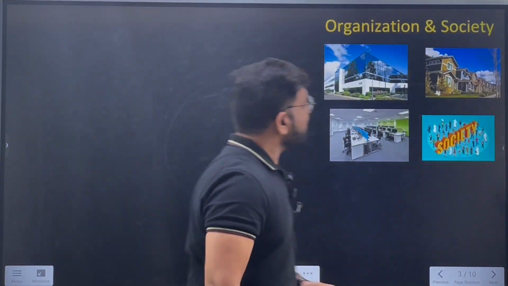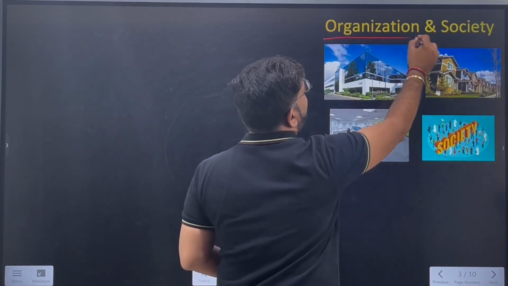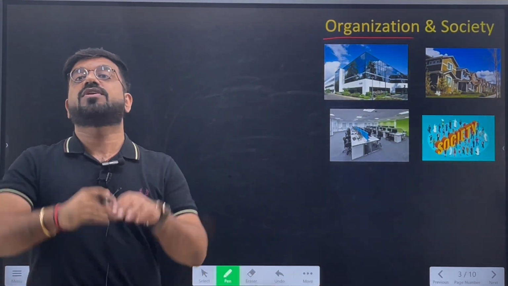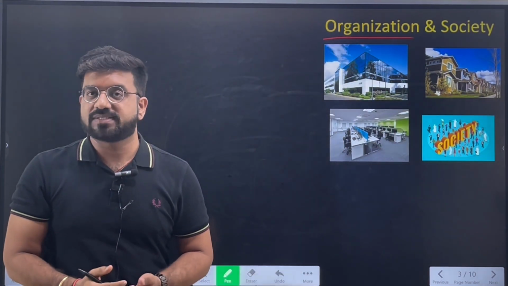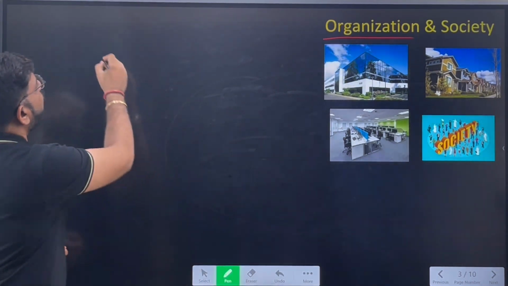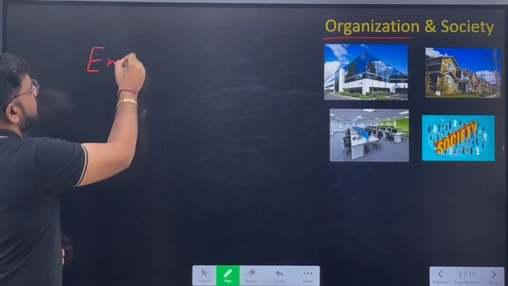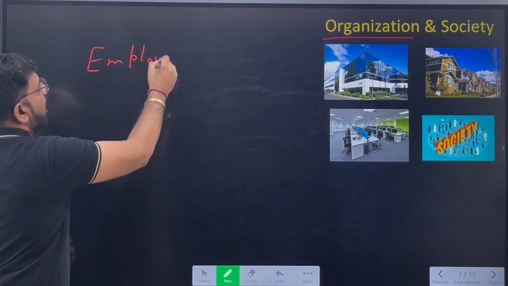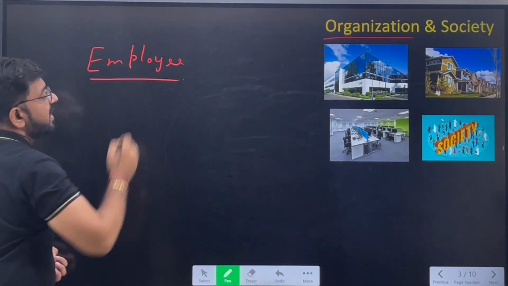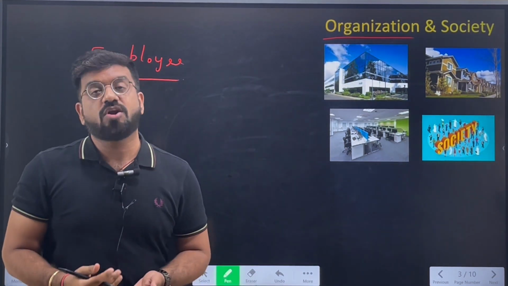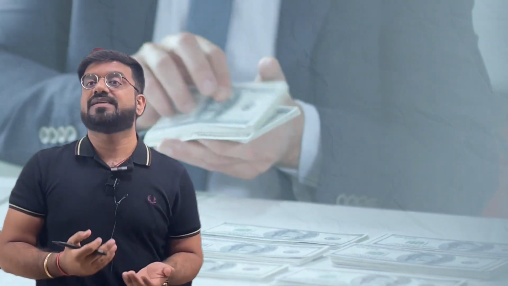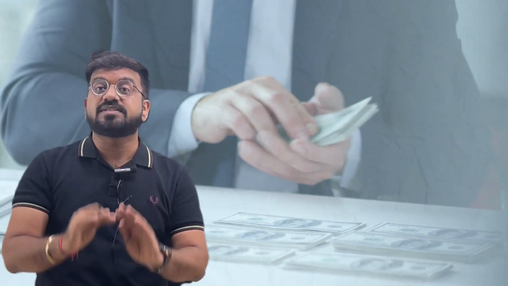Next comes the organization and society. This is to be done for the full organization, because in an organization there are so many employees working. All of them are very eager to see if the company is working well or not, if the company's performance is good or not, because only then will their salaries be decided, their bonuses be decided, and the amount of salary be increased.